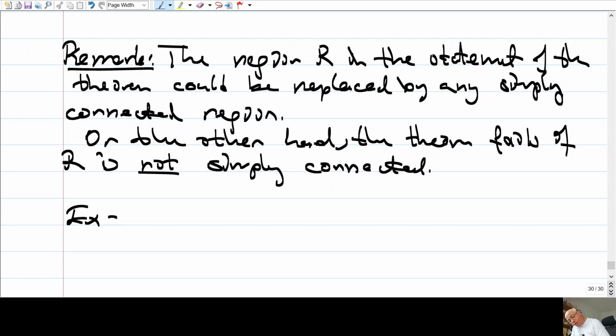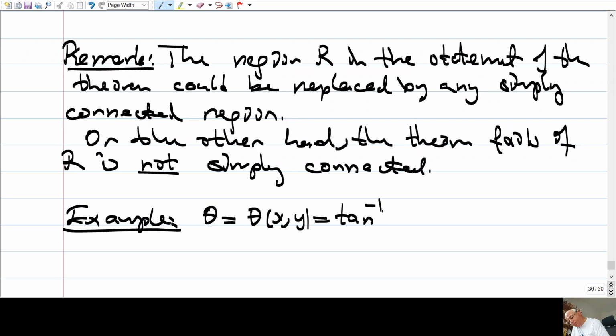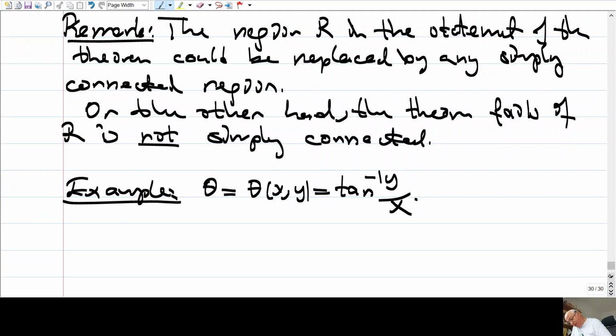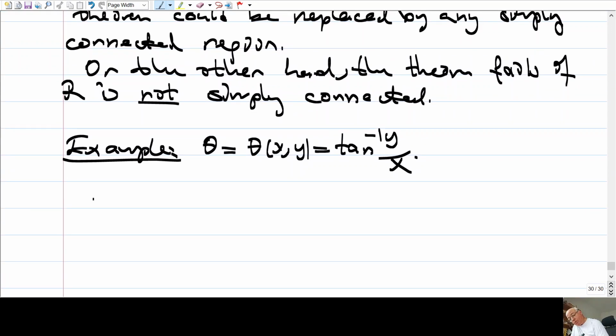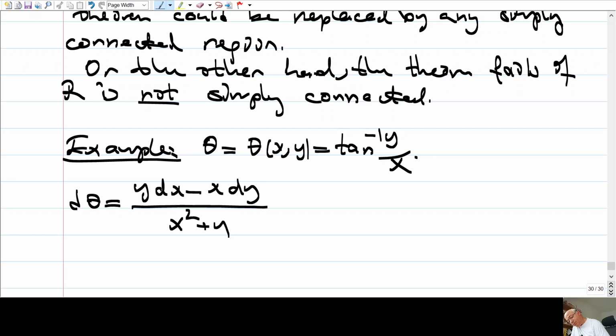Let me give you a quick example. Okay, so for example, let theta be this function, theta(x,y), let's say arc tangent y over x, okay? And if you take differential of this, you will get something like this: y dx minus x dy divided by x squared plus y squared.